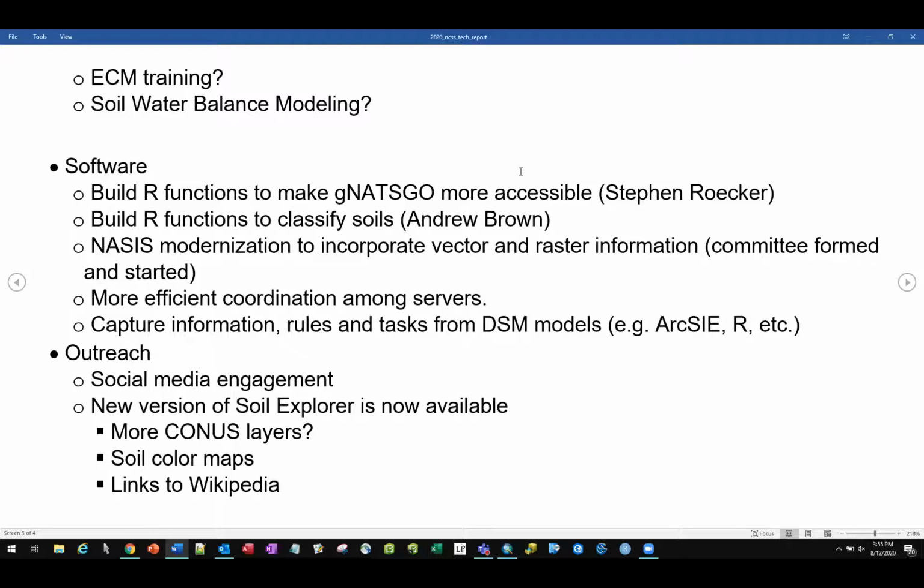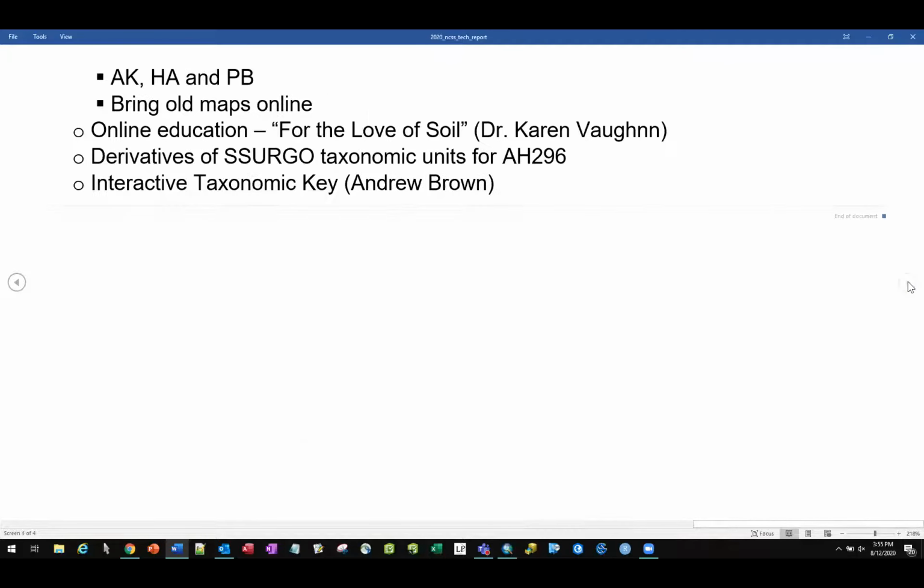The soil color maps, I think, were a hit. They are pretty. And maybe we'd think of doing some more ways with that. And then links to Wikipedia. In the taxonomy section, Wikipedia is not being kept up with taxonomy, but taxonomy's changing constantly. So it's kind of hard to get in there and keep it up to date, but just soils information on Wikipedia that people could access and use.